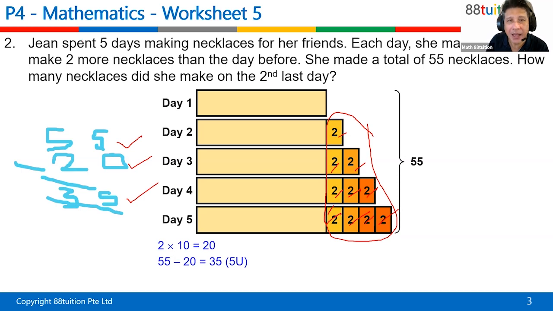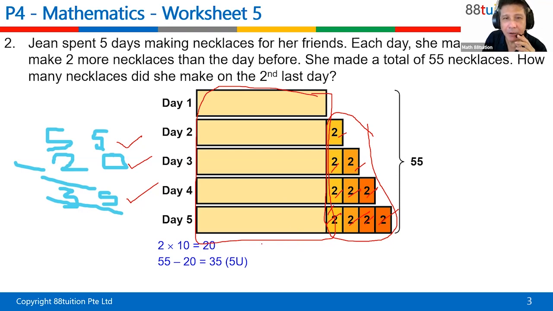So our 35 refers to these 5 boxes. Nicole, are you able to help us continue? If 35 refers to these 5 boxes and they are all the same size, how do you find one box? How do you find one box? We have to divide by 5, right? So 35, we need to divide by 5.